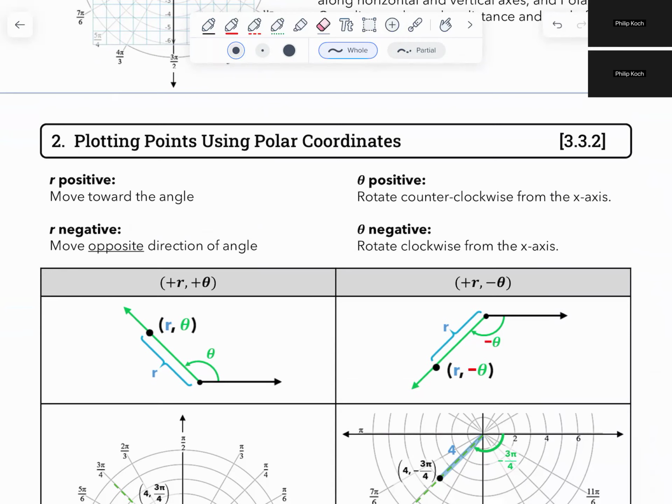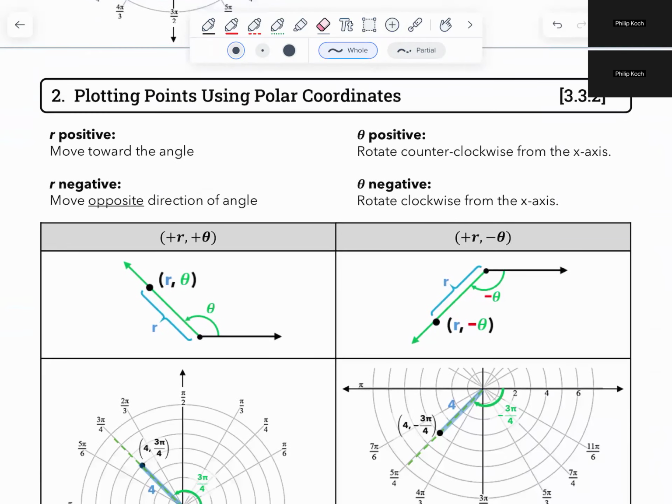They're very useful things. So how do we plot points in this system? If r is positive, you just move out towards the angle that you've created. And the good news is the angle is exactly the way we've described it so far. If the angle is positive, we rotate counterclockwise, because that's what we've always done.